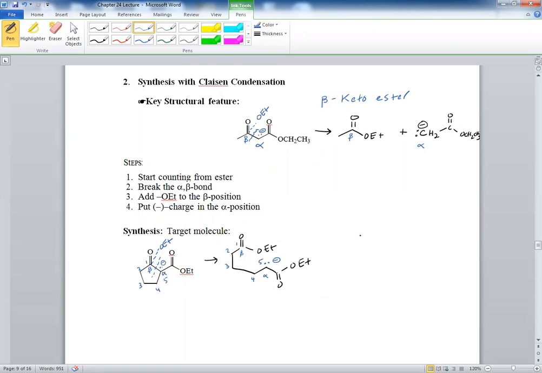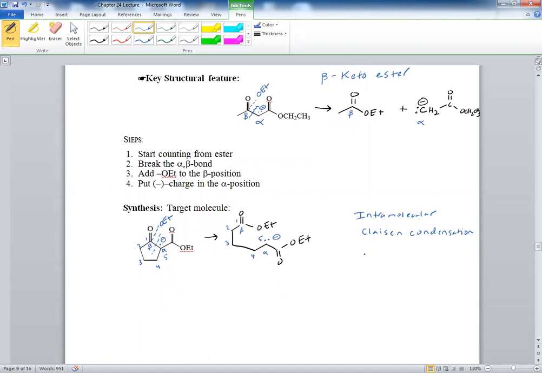Okay, so this is an intramolecular, meaning reacting with itself or within, Claisen condensation. There's usually a name for it. Your book calls it, and it is actually the right name, the Dieckmann condensation.